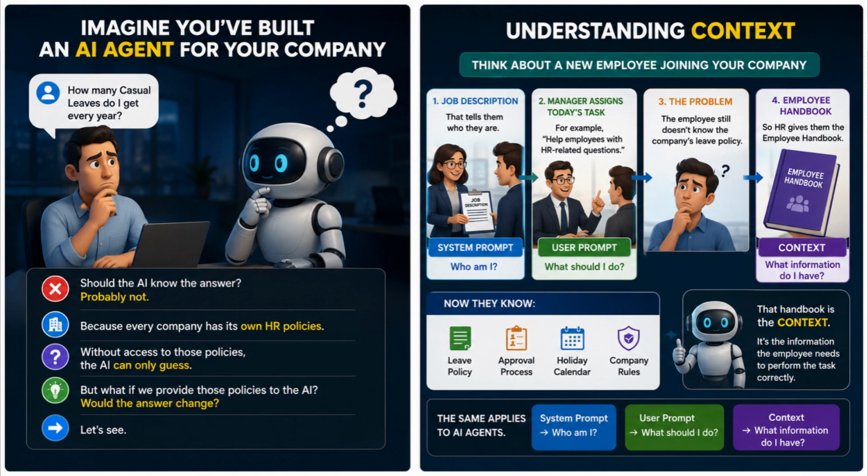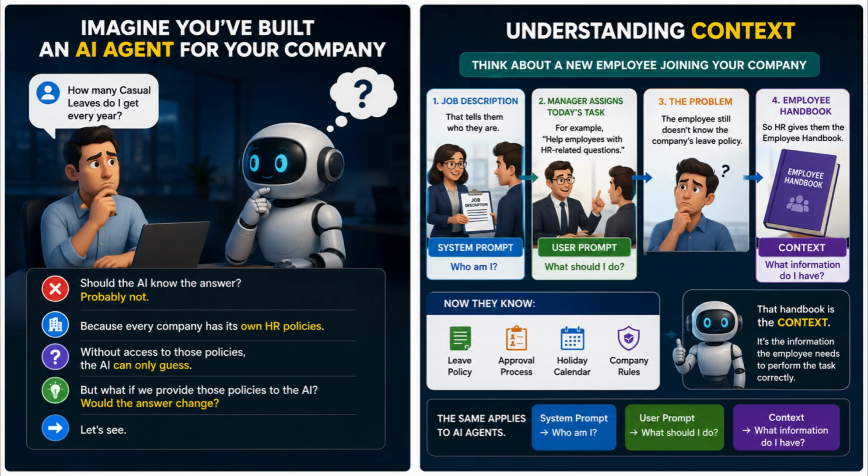So HR gives them the employee handbook. Now they know leave policies, approval process, holiday calendar, company rules. That handbook is the context. It's the information the employee needs to perform the task correctly. The same applies to AI agents. So context is nothing but making your agents smarter by providing a knowledge base to the agents.